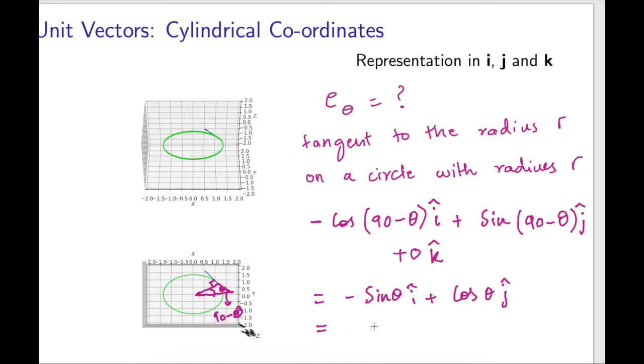So again, I can write it as minus y i plus x j, times 1 over square root of x squared plus y squared. Okay, so this is my E of theta.